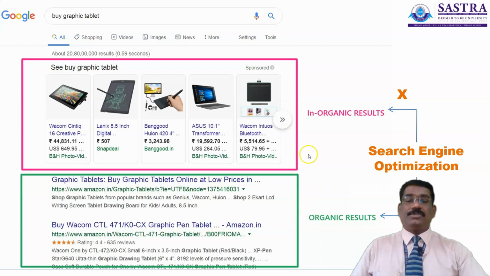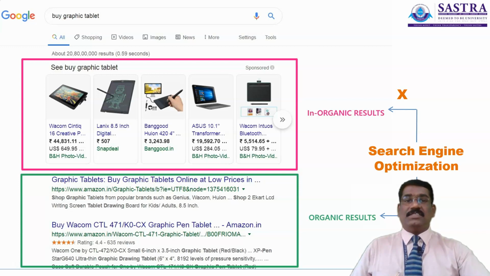So there are two types of results we are getting. One is organic and inorganic. So search engine optimization is all about organic results, meaning what practices, strategies or tactics we use to get our website ranked high in the organic search results so that maximum visitors can land on my website. It has nothing to do with inorganic results or paid advertisement.